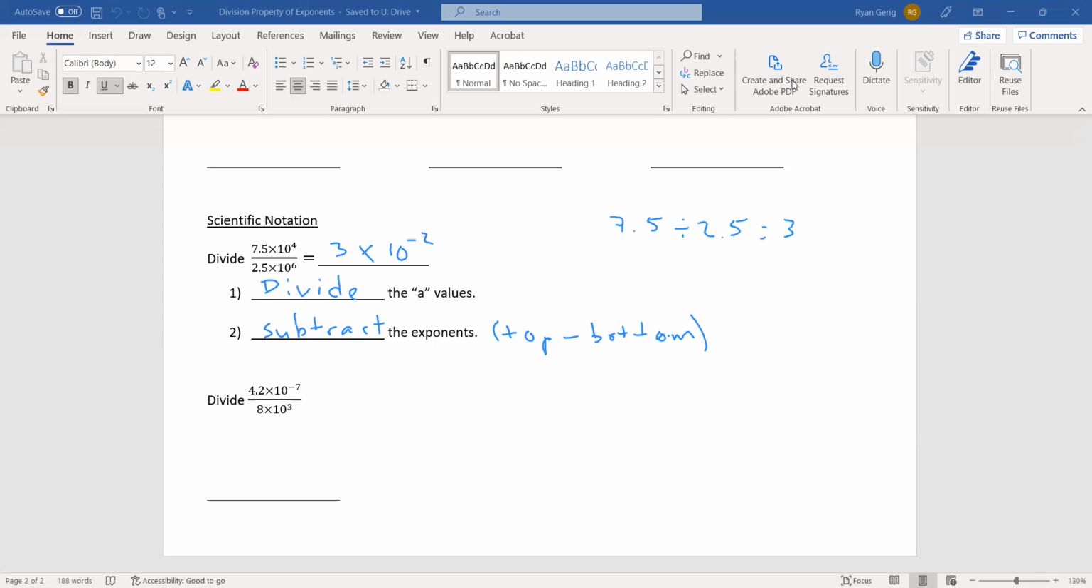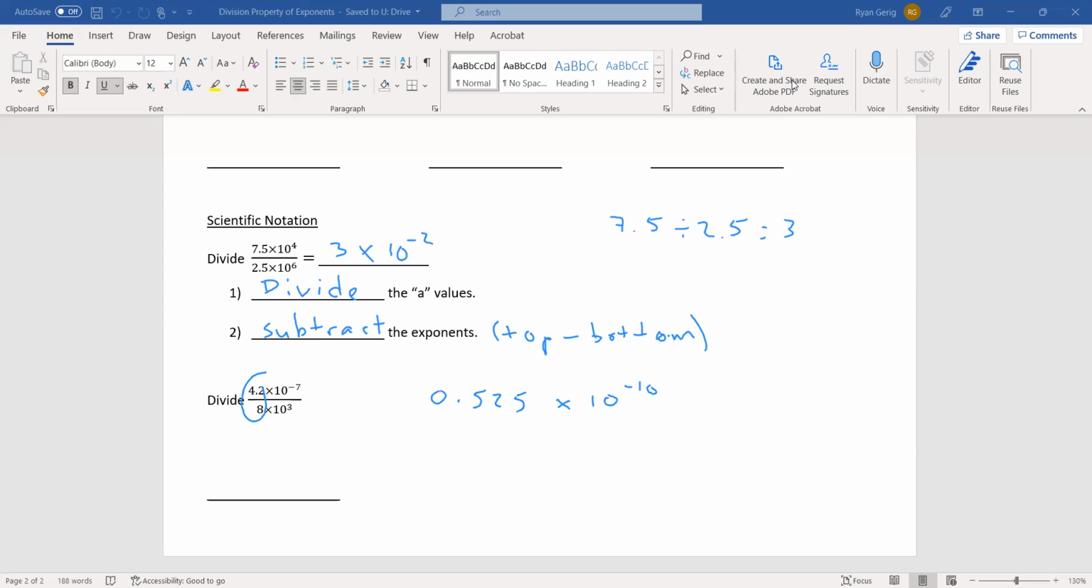4.2 divided by 8. Okay, so 4.2 divided by 8 is 0.525. Okay, not going to do anything with that yet. I know I have to, but I'm not going to do it yet. And then I'm going to subtract. Okay, -7 minus 3. Make sure you understand how to do that. A lot of people go very quickly on that and say 4 or -4. It's not either one of those. -7 minus 3 is actually -10.